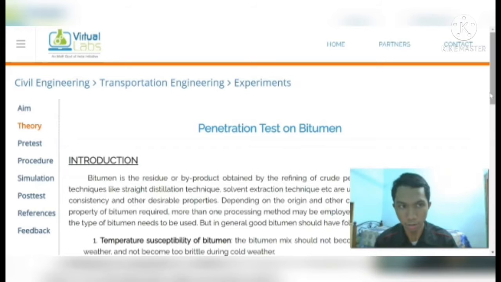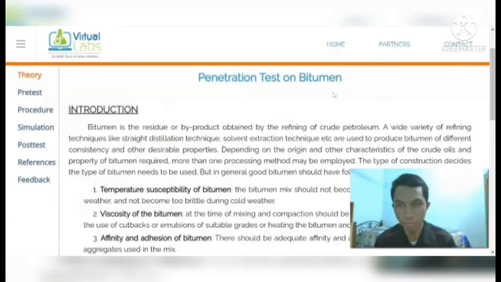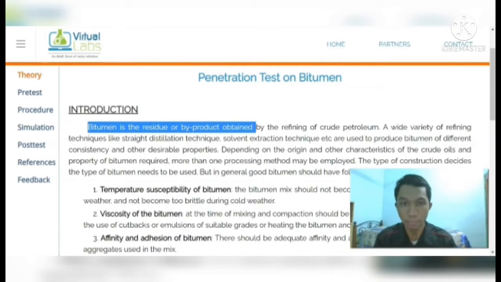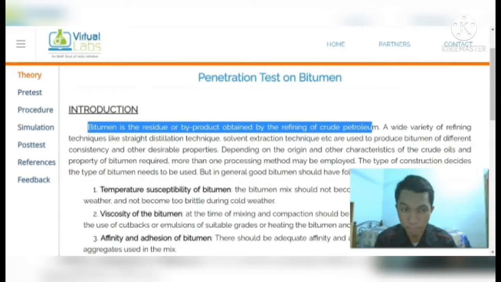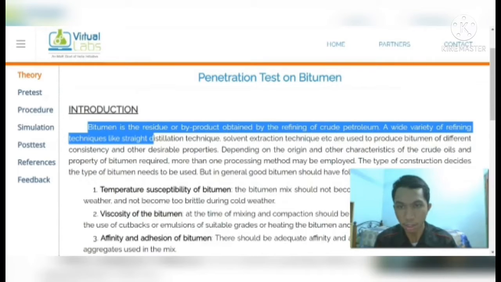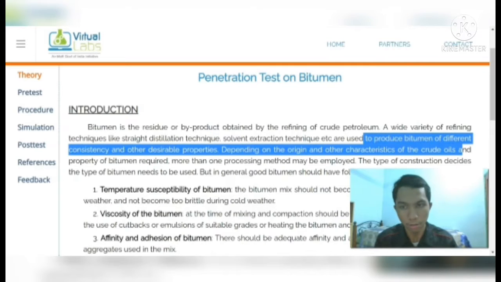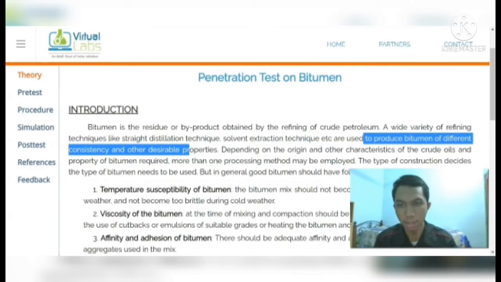Next, about the theory. Penetration test on bitumen. The bitumen we use is the residue or byproduct obtained by the refining of crude petroleum. A wide variety of refining techniques, like steam distillation technique and solvent extraction technique, are used to produce bitumen of different consistency and other desirable properties.